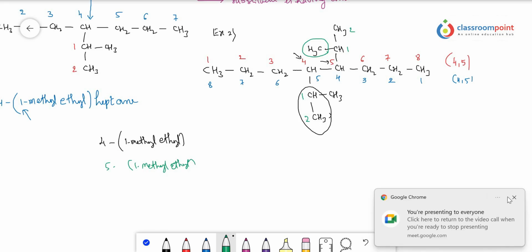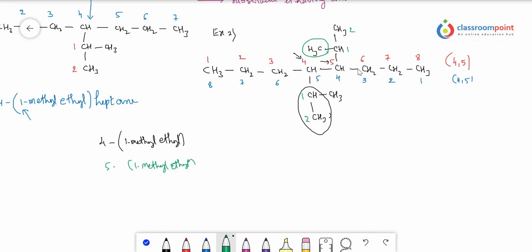So here, 1 methyl, and the total number of carbon atoms is 2, so ethyl. So 1 methyl ethyl is over. But here, see, this is 1 methyl ethyl, this is also 1 methyl ethyl, meaning the same type of substituent, ethyl. So it is repeated 2 times.